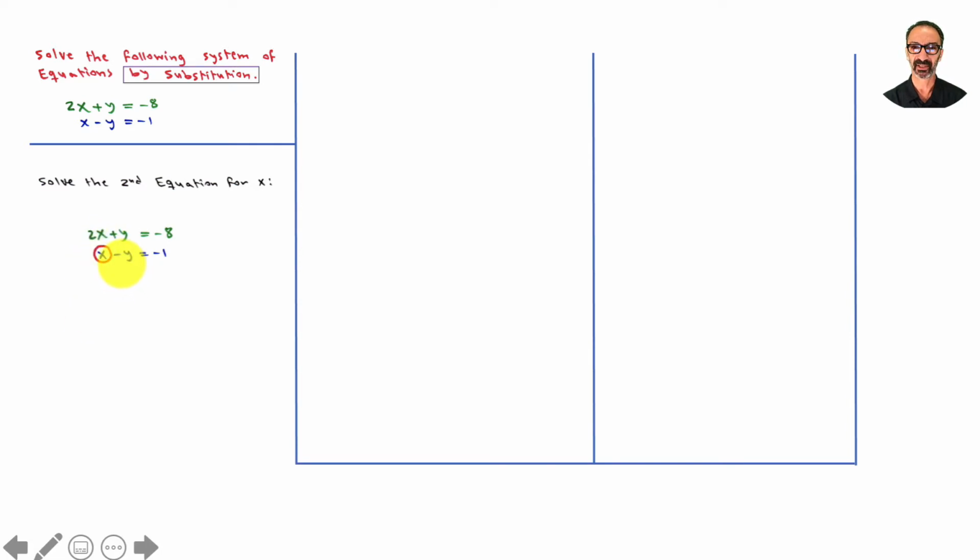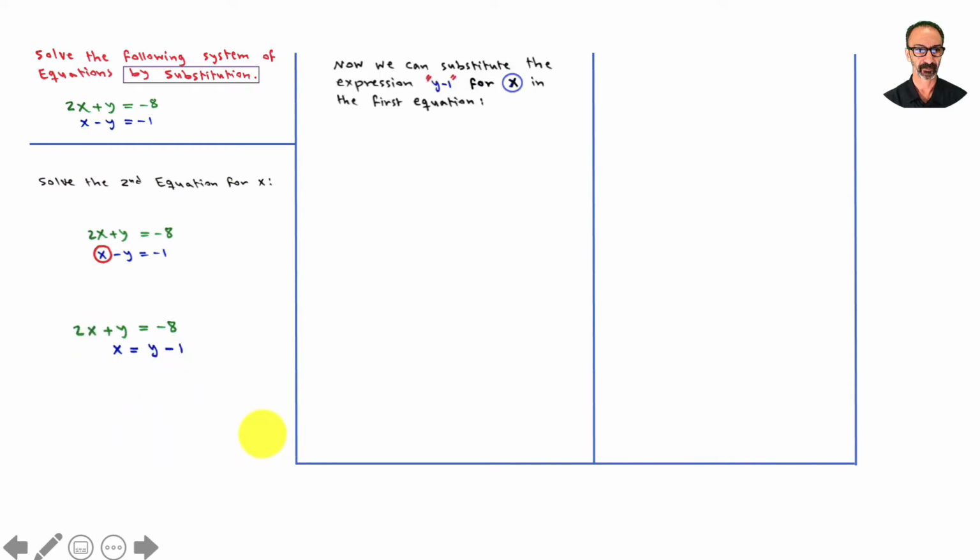So I'm going to move the minus y to the other side and make it positive y, or add y. And now I have the new system, but x on the second equation is by itself. We're going to take this x, which is equivalent to y minus 1, and replace that x in the green color with the expression y minus 1. Now we substitute the expression y minus 1 for x in the first equation. That clearly says what to do.